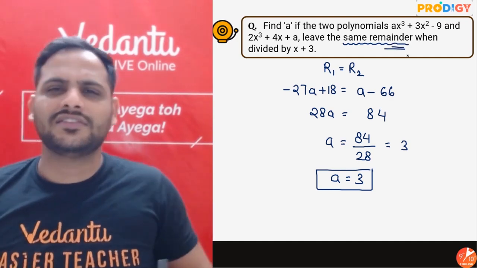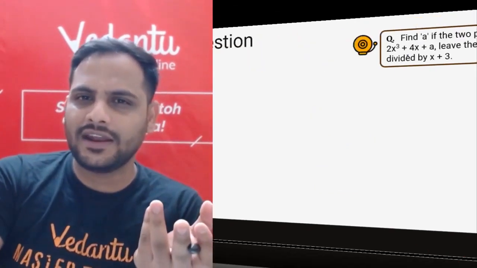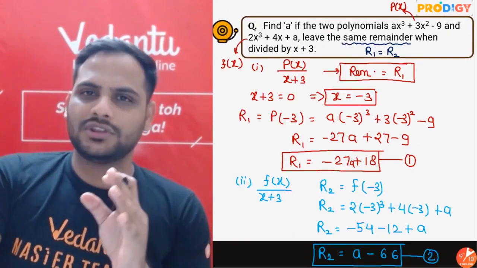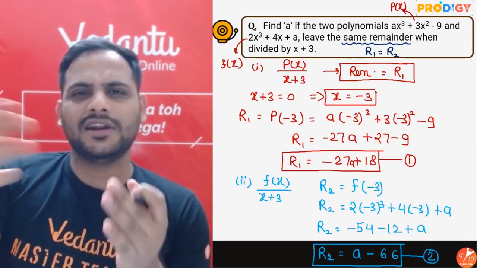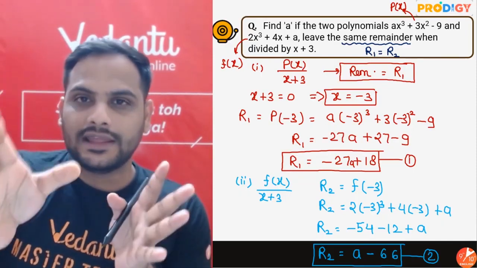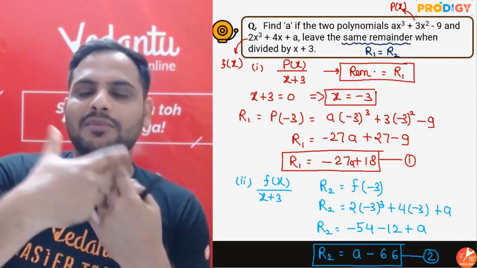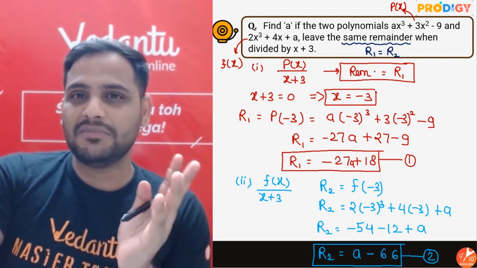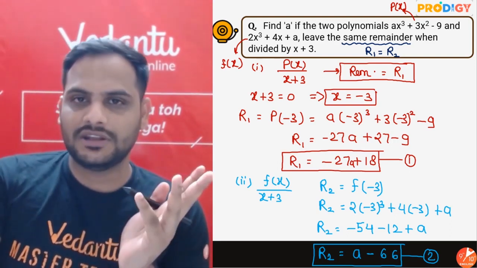So the major thing over here was, beta, we got to know they leave the same remainder. As soon as I learned same remainder, I thought it's very easy, right? Let's find out the remainder in both the cases. First case I got the remainder in terms of a. Second case also I got the remainder in terms of a. Then I know same remainder, so let's make both the remainders equal. If the same remainder was not given, then I would not have been able to solve it.